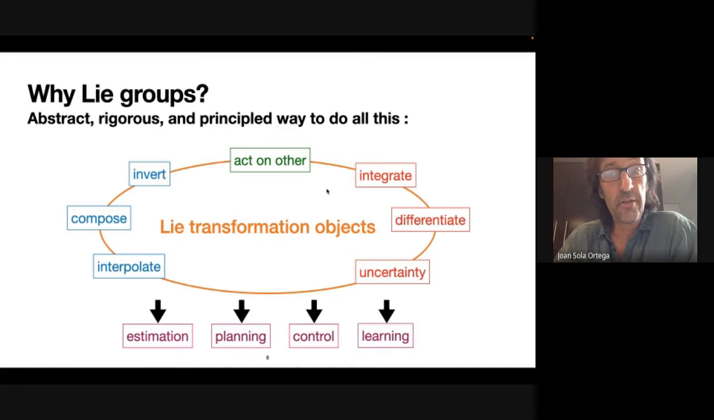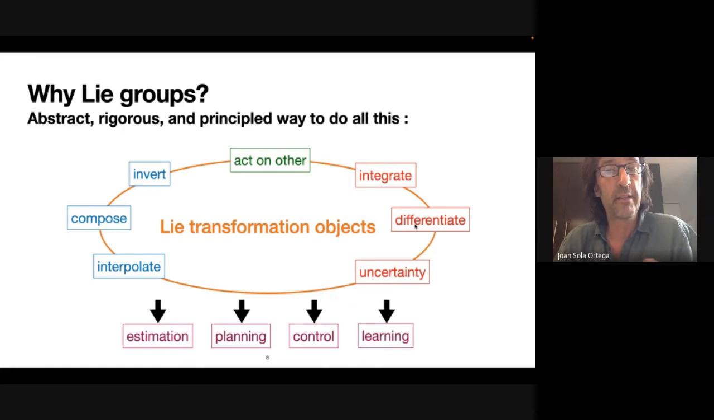But you can also go to the calculus domain. So you can perform integrals, derivatives. And with these two, you can start talking about uncertainty, because you can talk about infinitesimals, small variations of things. So you can start talking about uncertainty, covariance matrices, uncertainty propagation, and these kinds of things.